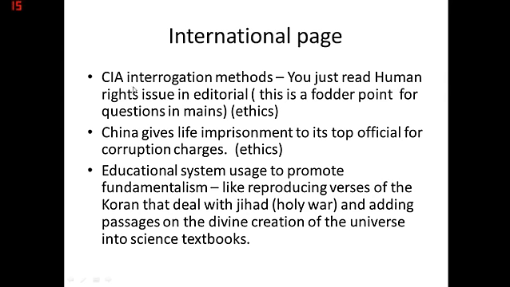So first is the Central Intelligence Agency, that is the CIA. This is the US intelligence agency. Its interrogation methods, like torture and everything, are widely criticized by every country. So you just read the human rights issue in the editorial we did just now. This is a fodder point for questions in mains, and this is also an ethical issue. Then China gives life imprisonment to its top official for corruption charges. Corruption is very prevalent in our Indian society also. So this is also an ethical issue, and you just try to understand this.